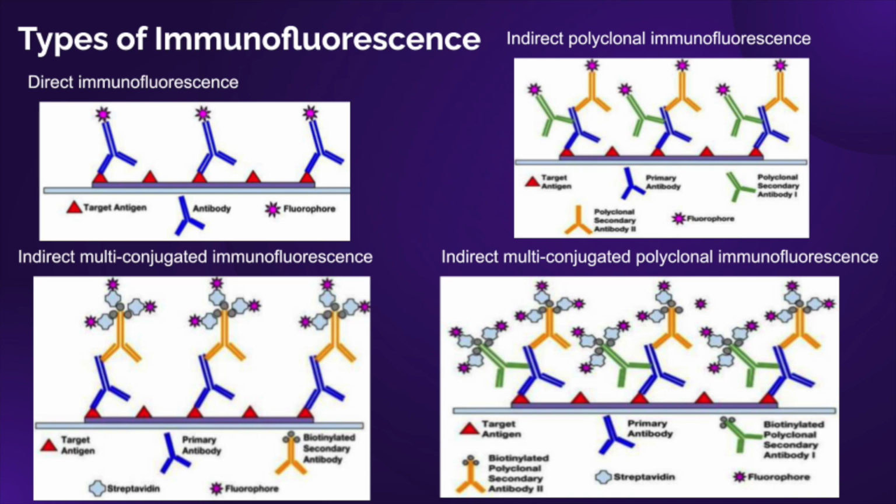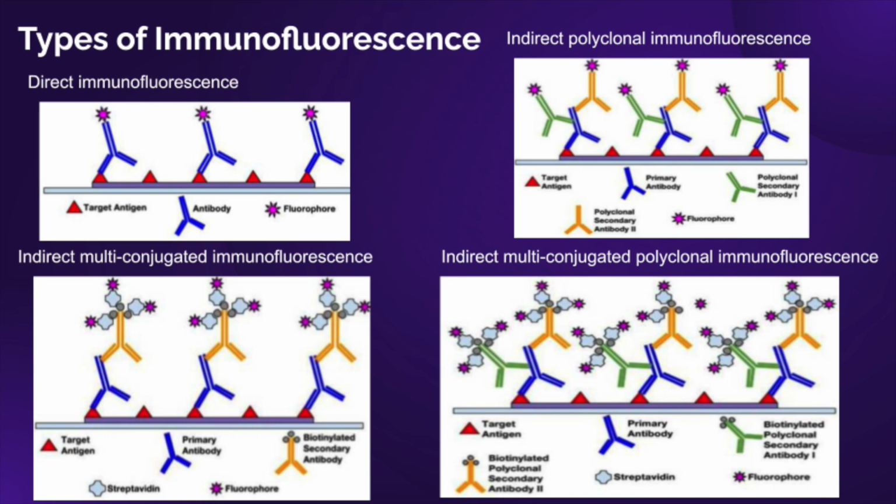The antibody binds to the target antigen. Each of the secondary antibodies is conjugated with fluorophores to amplify the fluorescent signal. For indirect monoclonal multi-conjugated antibodies, the second antibody binds and contains multiple complexes that are conjugated with a fluorophore, and in turn produces greater amplification.